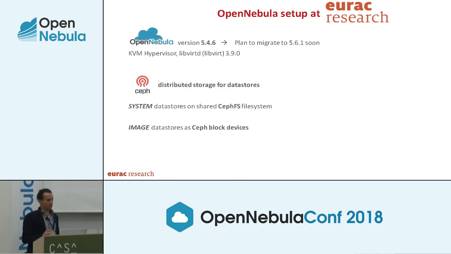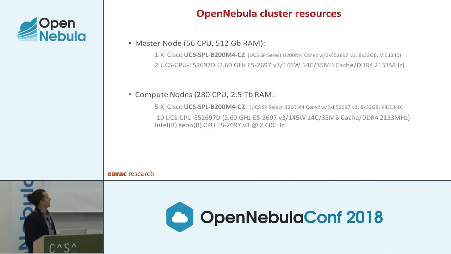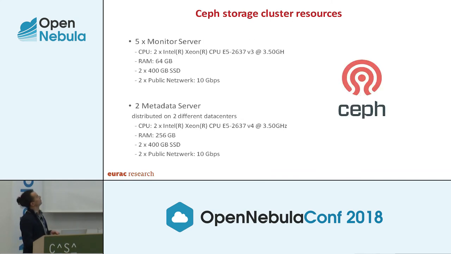So this is just an overview of the environment which we have. We are still on the 5.4 release, but we plan to migrate in the future. We have the system data stores on the CephFS file system and the image data store on Ceph block devices. These are the cluster resources. So we have currently one master node and five compute nodes. We plan to extend the resources within the next year to double them. These are the resources of the Ceph storage that we use.